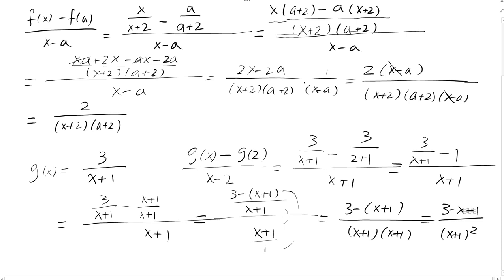So the common denominator is the one over here. So now it's fine. Then what we have over here is going to be 2 minus x over x plus 1 squared. So that's the answer we have. All right, I think that's fine.